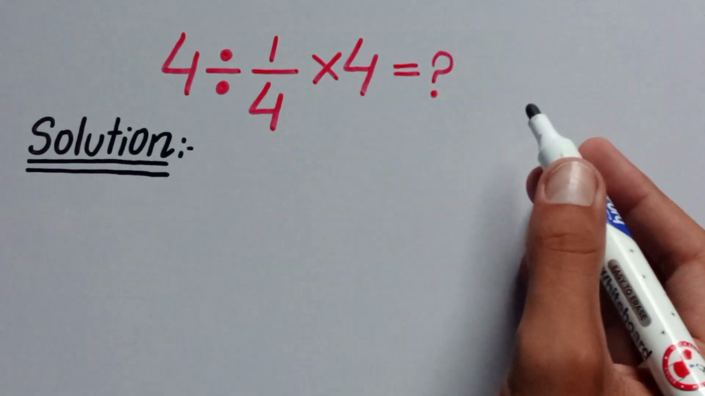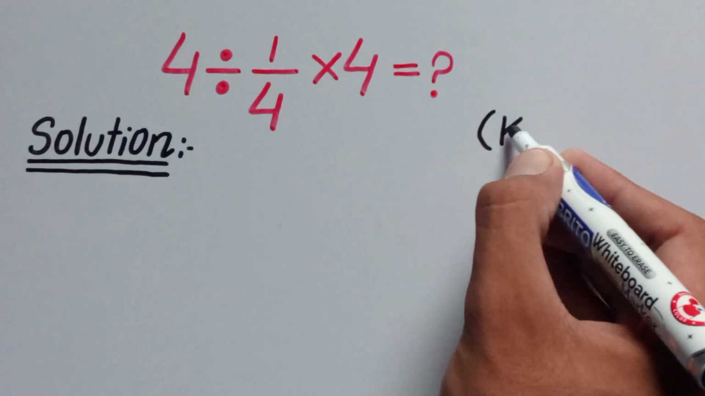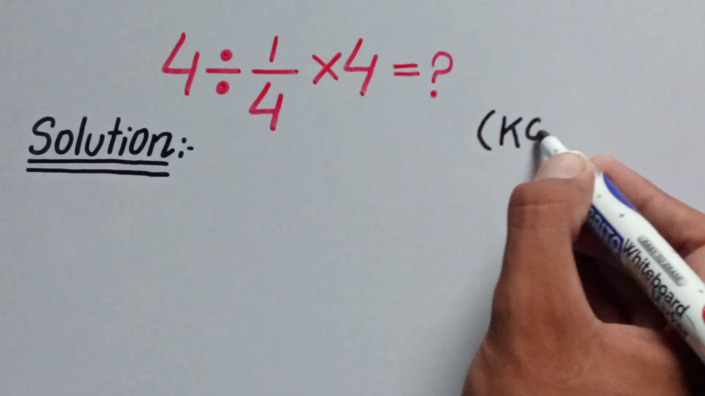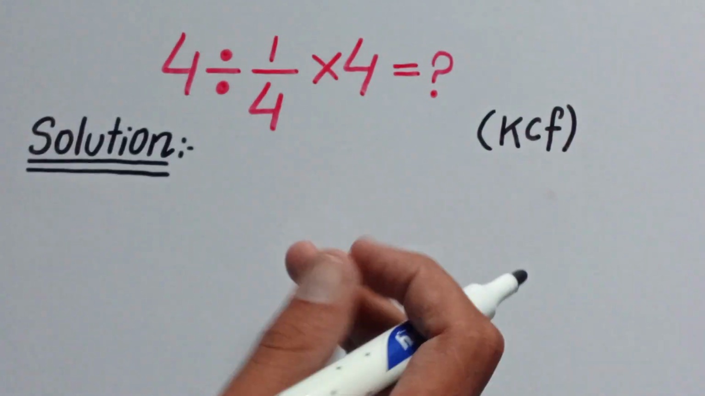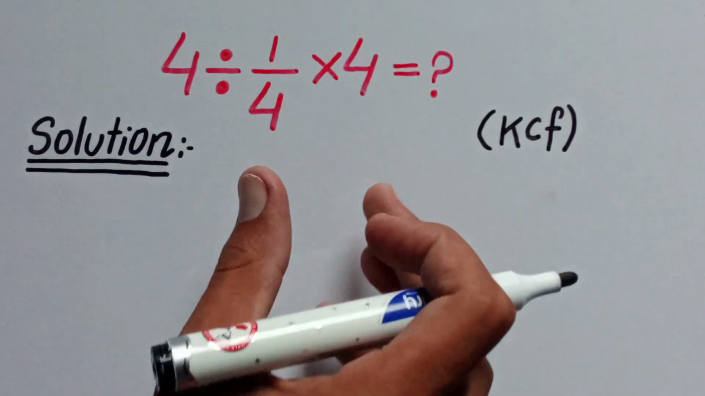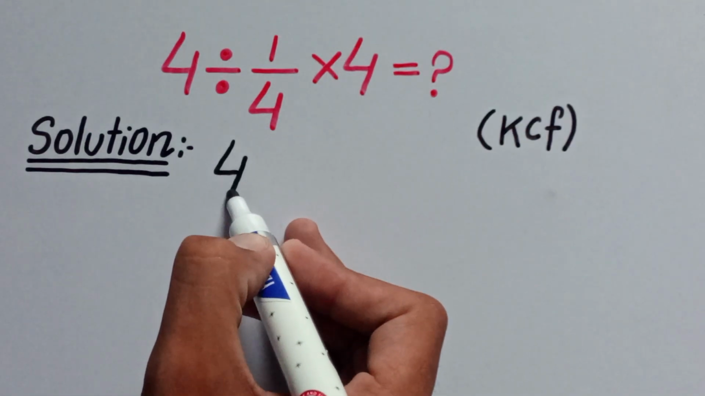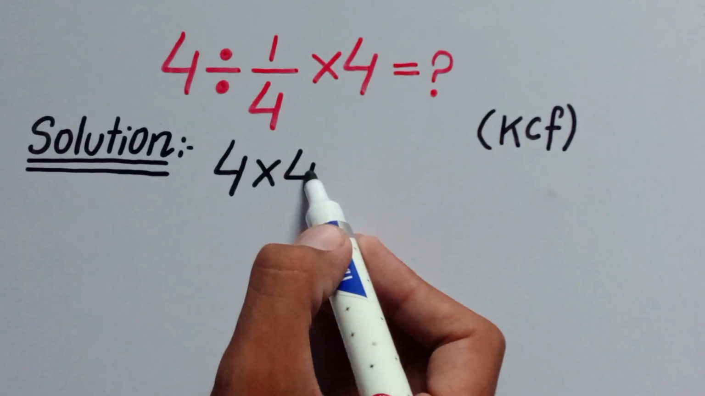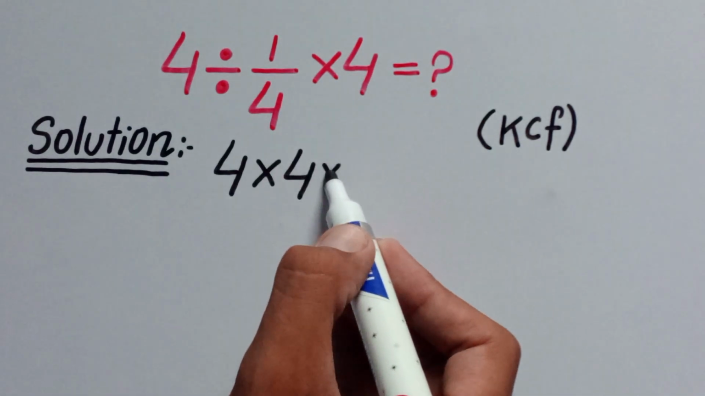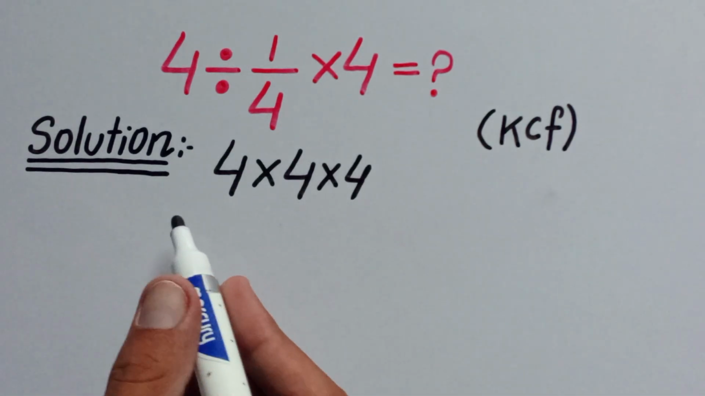So we should all know about KCF, where K stands for keep, C stands for change, and F stands for flip. We can write this expression as 4 times 4 times 4.